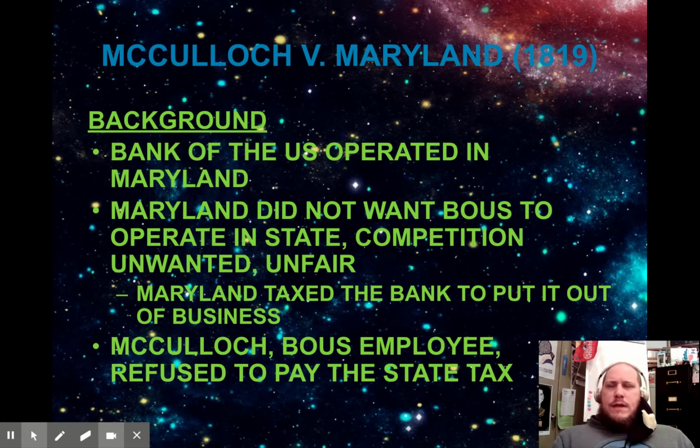So one of the things that they attempted to do was tax the existence of the bank, right? That the Bank of the United States would now pay taxes to the state of Maryland to try and shut it down. McCulloch, who was an employee at the Bank of the United States, objected to that tax policy and refused to pay the state's tax, which then causes the chain of events that gets us to the eventual decision in this case.